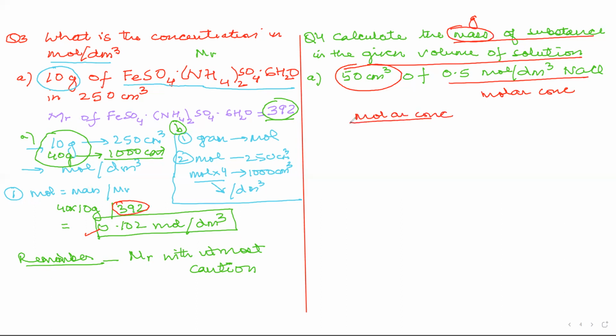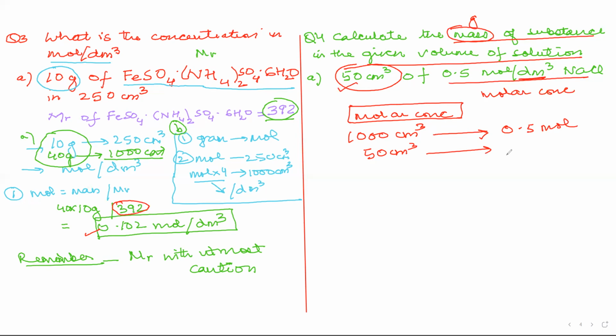From the molar concentration they have given us, the first thing is we are going to decode it. In order to make the unit the same, we are converting 1 dm cube into 1000 cm cube. So 1000 cm cube has 0.5 moles. That is how we have decoded the concentration. Out of this 1000 cm cube, when I'm taking just 50 cm cube, how many moles are going to come along with this 50 cm cube?